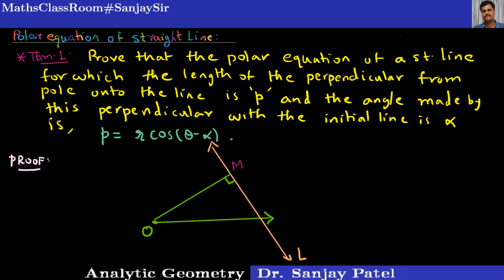And we are given that the length of this perpendicular is small p, and the angle made by this perpendicular with this initial line is alpha. You know that this is the initial line. And what we want to do is to derive the polar equation of this straight line.